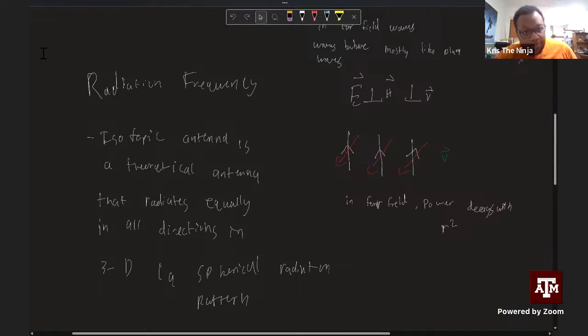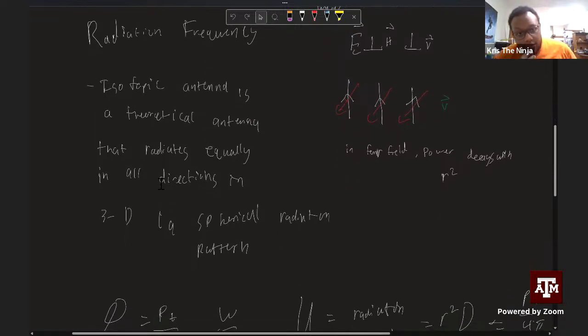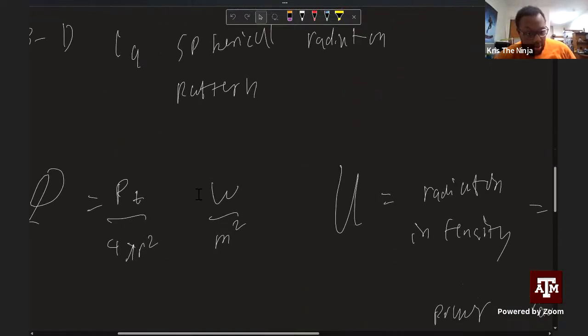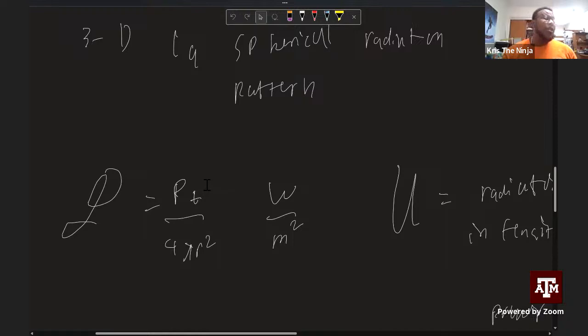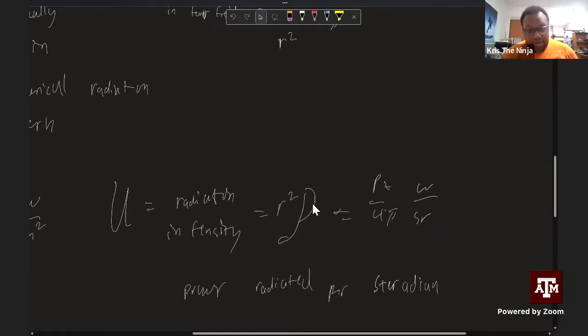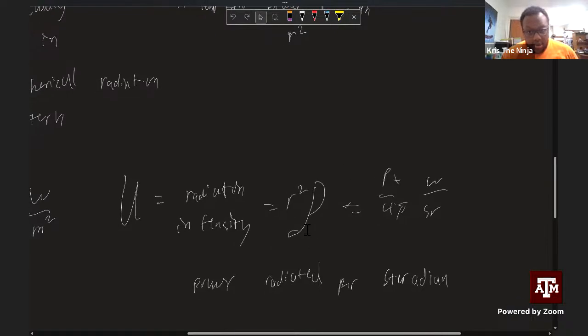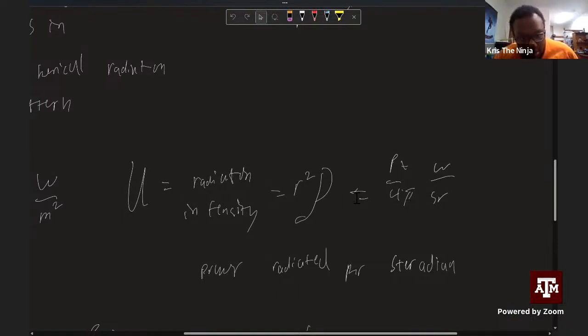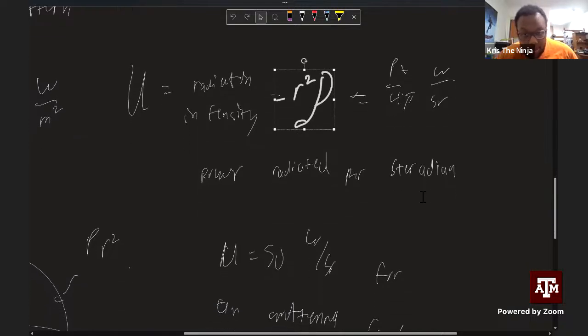Radiation, the isotropic case, is theoretical. It can radiate in a circle, or in a sphere, but we know that doesn't happen. So we can find power density with the power transmitted divided by 4 pi r squared. That gives you watts per meter squared. Radiation intensity is r squared times the power density. So it's r squared times this, the power radiated per steradian.